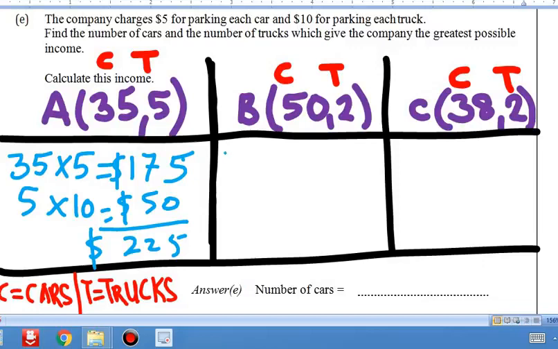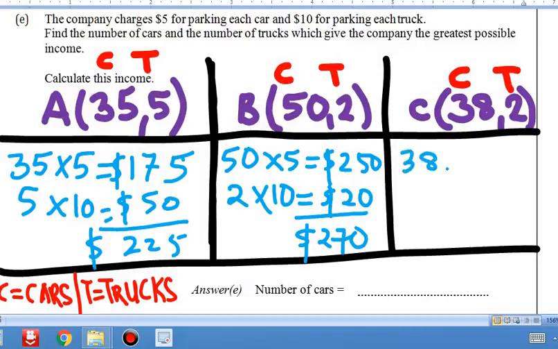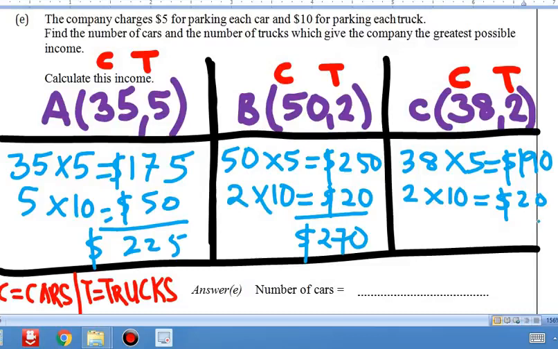Similarly, if 50 cars are parked, that gives you a total of $250, and 2 trucks gives you an income of $20. So in all, there is a total income of $270. Similarly, if 38 cars are parked, then 38 into 5 generates an income of $190, and if 2 trucks are parked, that generates an income of $20. So this gives you an income of $210.